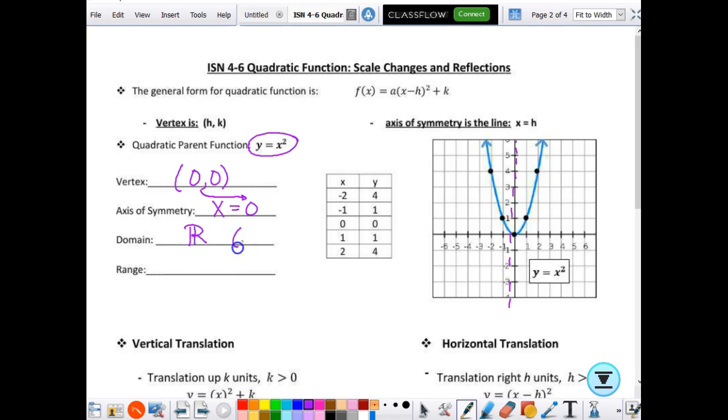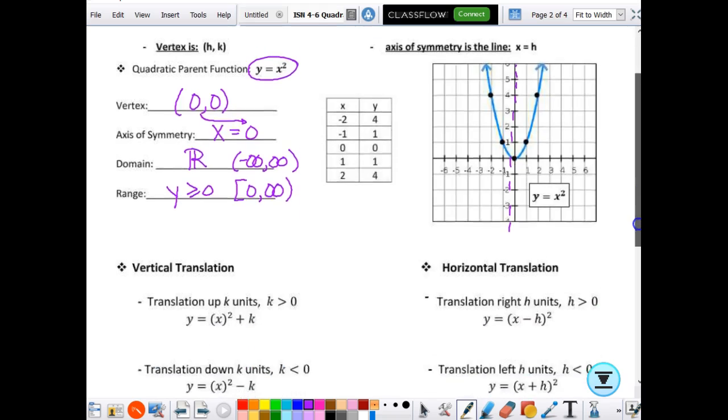The domain is all real numbers, and you can write it different ways. All real numbers symbol, or from negative infinity to positive infinity. The range is y is greater than or equal to 0. This graph, how tall is this graph? It is everything from 0 up. Another way to write that would be to say it's equal to 0, but then it goes up, up, up to infinity.